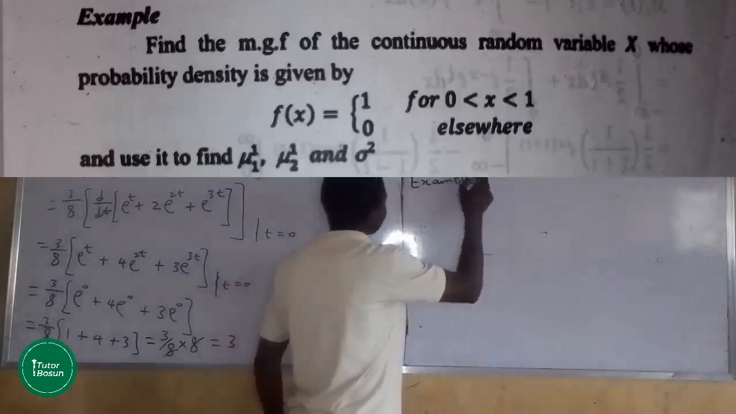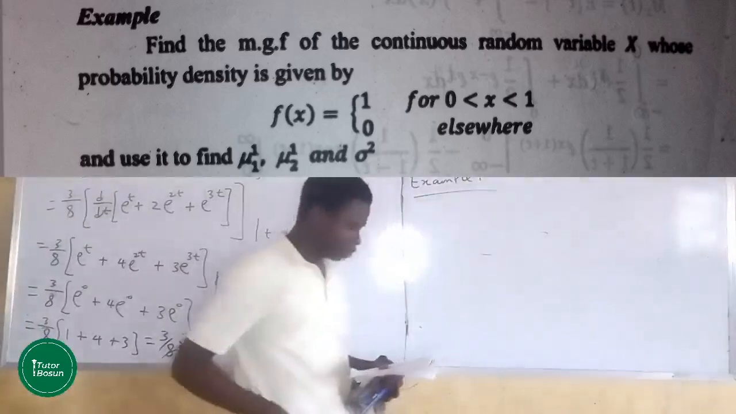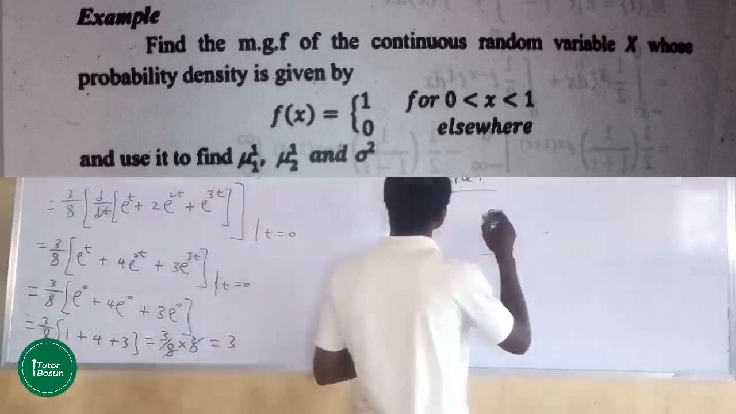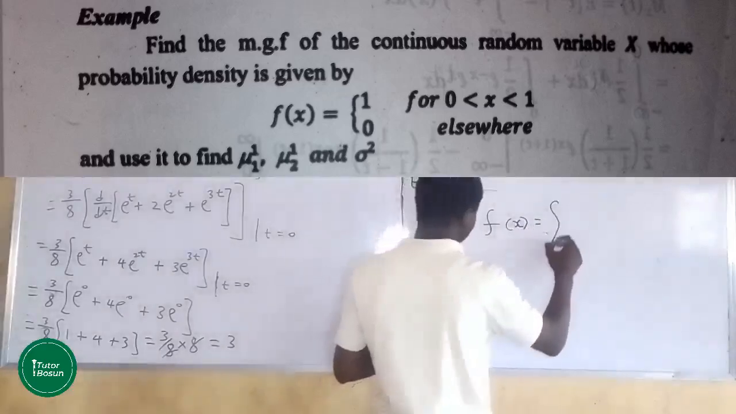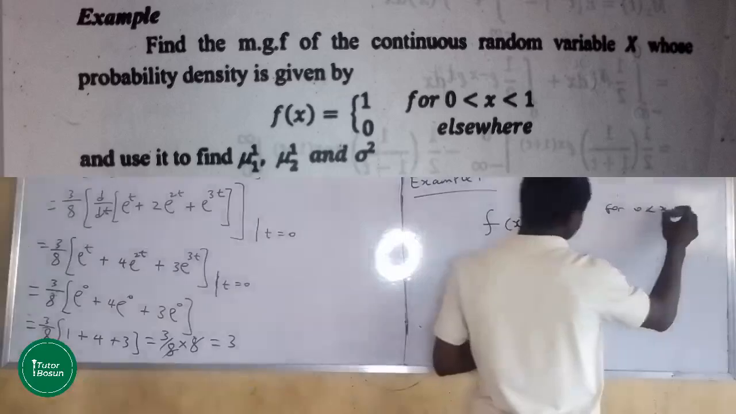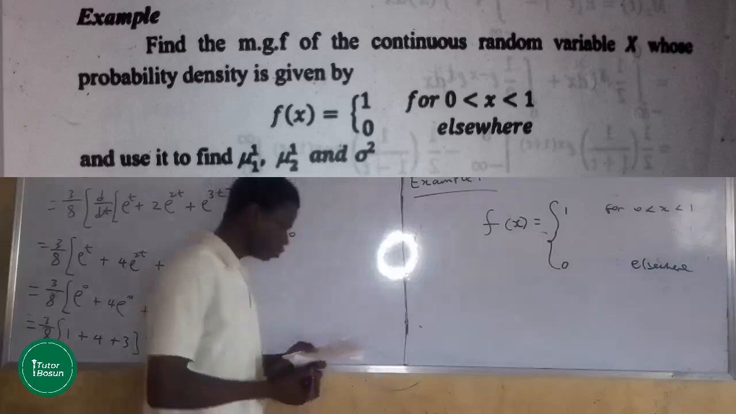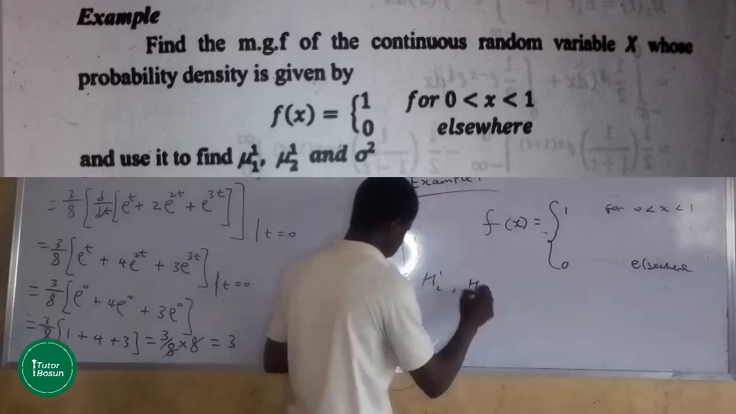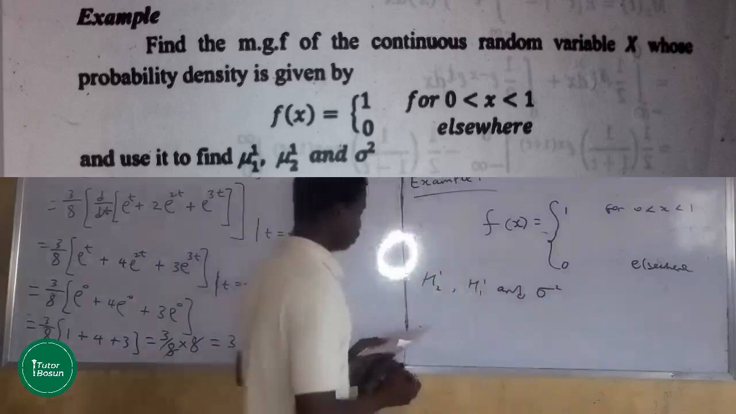Example. This example says find the MGF of the continuous random variable x whose probability density is given as f of x equals 1 for 0 less than x less than 1 and 0 elsewhere, and use it to find the first moment, mu 1 prime, the second moment, mu 2 prime, and variance sigma squared. Solution.